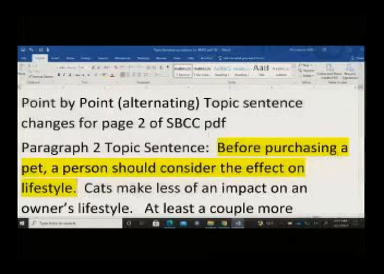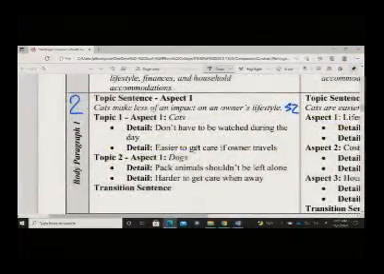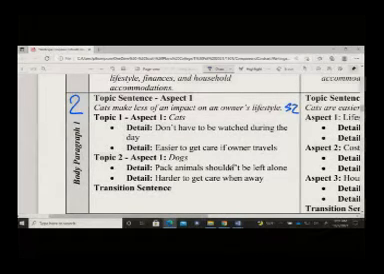And then we'll go back over to the PDF. Then it says, don't have to be watched during the day, easier to get care if owner travels. Then within the same paragraph, you have to transition to dogs who are pack animals and they shouldn't be left alone, and it's harder to get care when away. So this is the PDF you were given the very first day when I handed out all the stuff on that. So I'm making marks on it about what's good and bad.